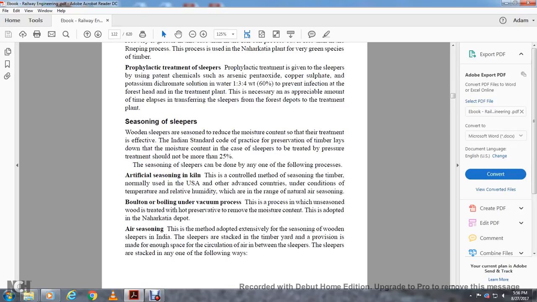Seasoning of sleepers. The wooden sleepers should have reduced moisture content before treatment, which is effective. With the Indian strainer scope, the practice of preserving the timber lowers the moisture content. In the case of the sleeper treated with pressure treatment, the moisture should not be more than 25%.